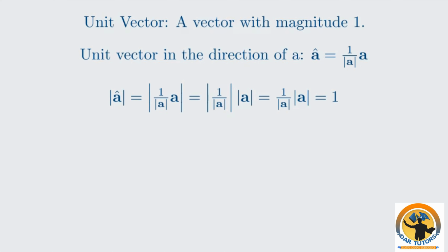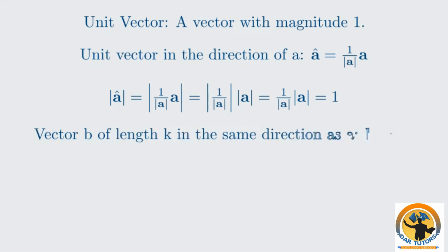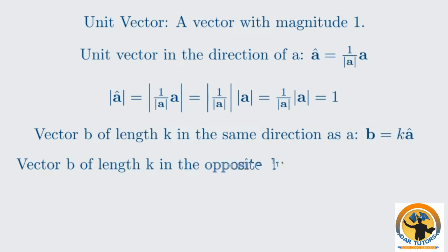Unit vectors are incredibly useful. For example, if you want to create a vector of a specific length, k, in the same direction as A, you simply multiply the unit vector a hat by k. So a vector b of length k in the same direction as A is given by b equals k times a hat. If you want a vector of length k in the opposite direction, you multiply by negative k. This gives us b equals negative k times a hat.